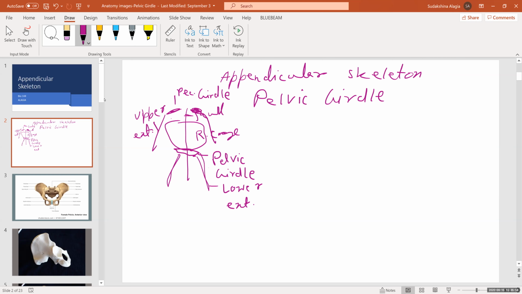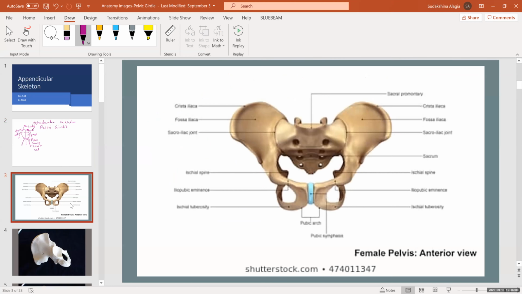So we went over pectoral girdle last class, and we went over the bones of the upper extremity. Let's go over pelvic girdle today and the bones of the lower extremity, out of which some bones are, to be honest, very straightforward. Okay. So pelvic girdle. Basically, this is a fusion of three bones.